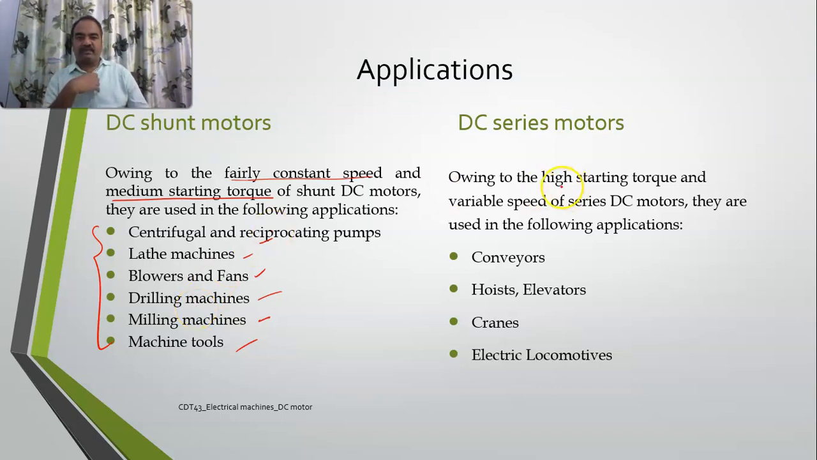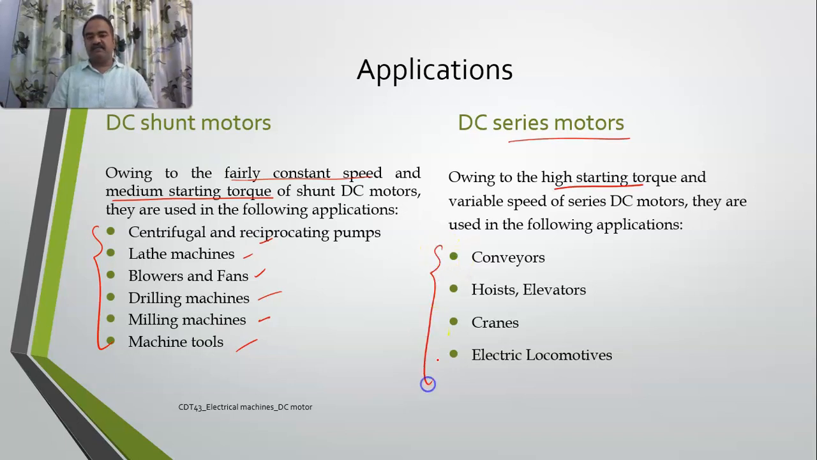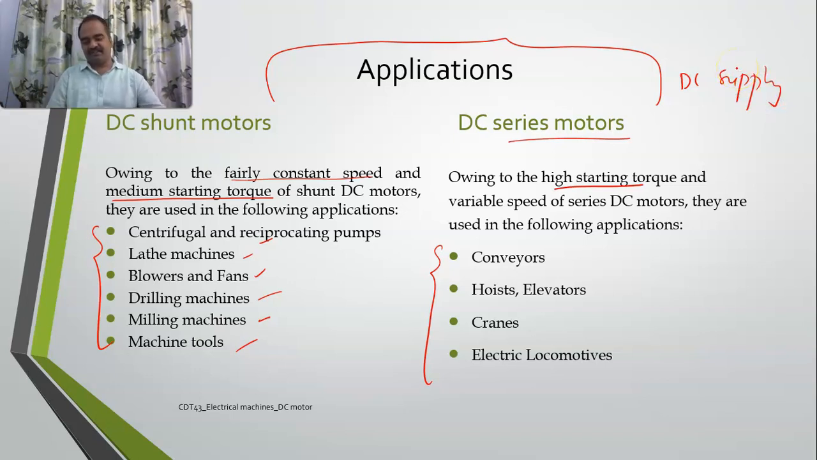But whereas if you want high starting torque and variable speeds, then you will be going for DC series motors. High starting torque means, just like a lift, you are supposed to overcome the gravitational pull at the time of starting. So a lift, elevator, hoist, cranes, locomotives. For those things you will be using DC series motor. Otherwise you will be using DC shunt motors. These are exclusively used when you do have DC supply. When you do have AC supply, you will be using induction motors, isn't it?